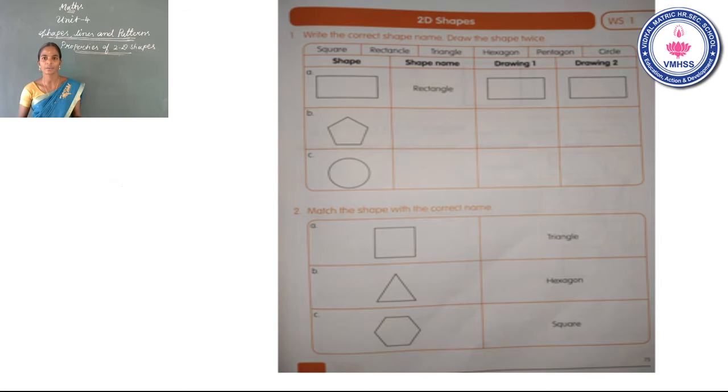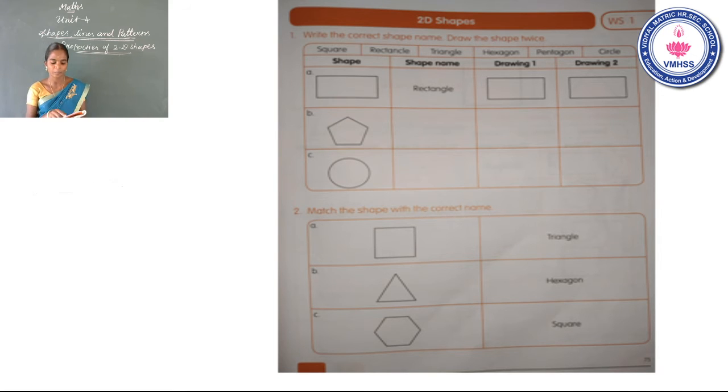Students, listen. First one, write the correct shape name. Draw the shape twice. Children, first shape, rectangle. Next we write the shape name, rectangle. Next, drawing 1 and drawing 2. Draw the shape twice.